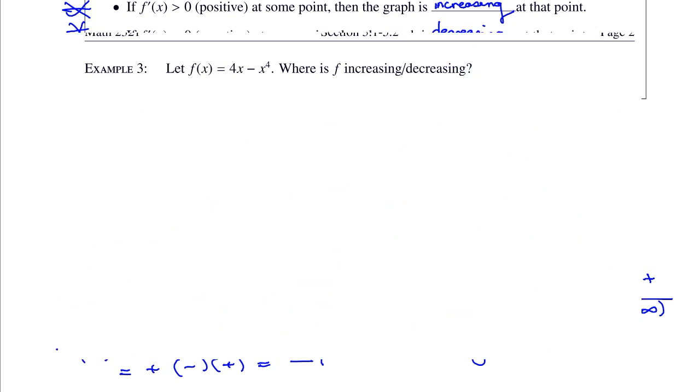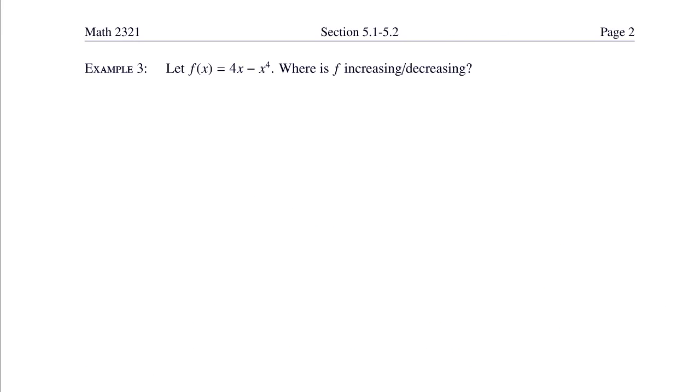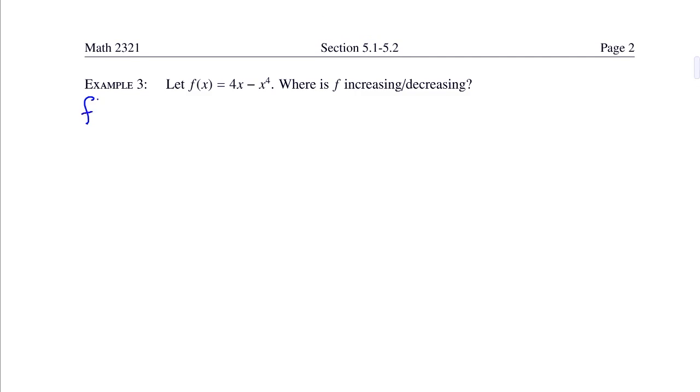All right, example 3, f of x is equal to 4x minus x to the fourth. We want to know where this is increasing or decreasing. So we'll go again, we find the derivative. And the derivative would be 4 minus 4x cubed. We have a polynomial, so we want to know what its zeros are. So we set it equal to 0.